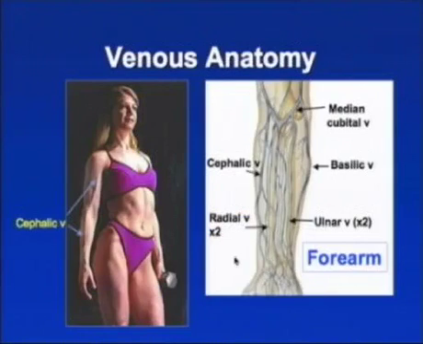When we go into the forearm, the cephalic vein continues down along the thumb side, adjacent to the radial veins, and the basilic vein courses down along the opposite side, along the little finger side of the arm. Again, we see the median cubital vein here.